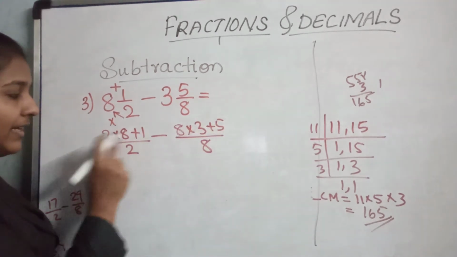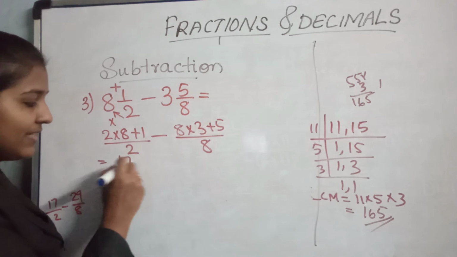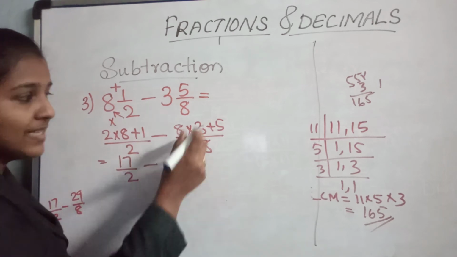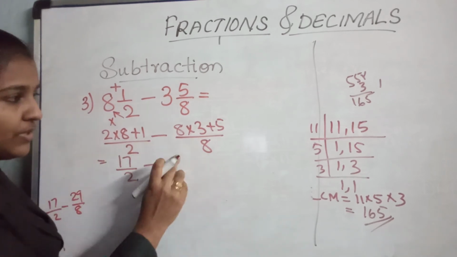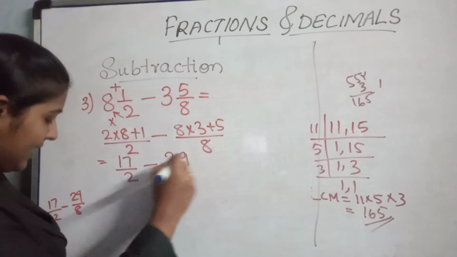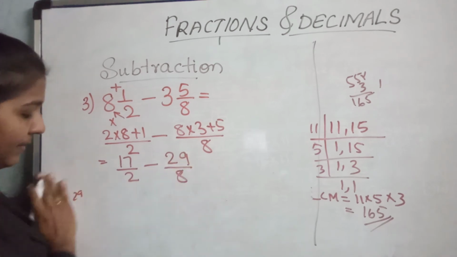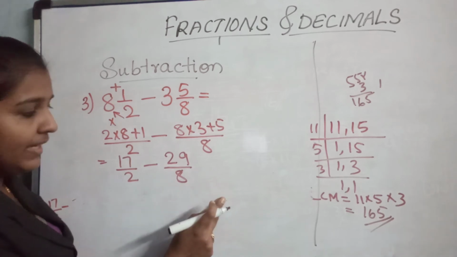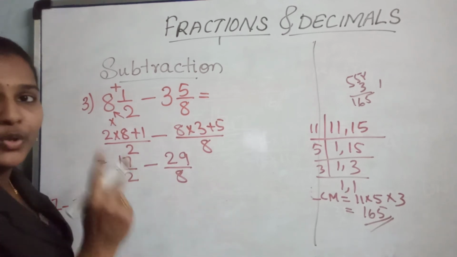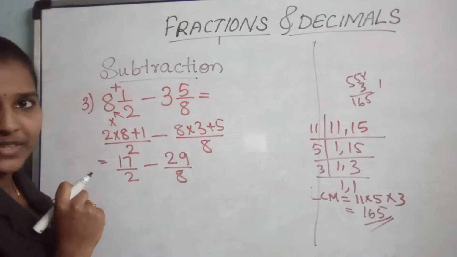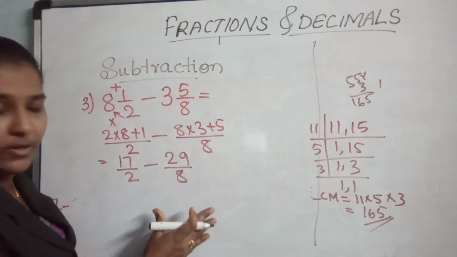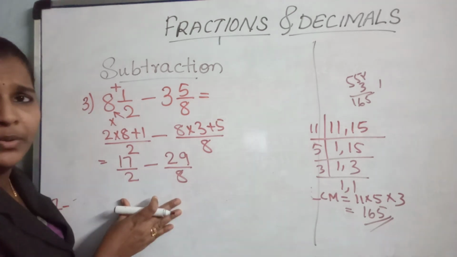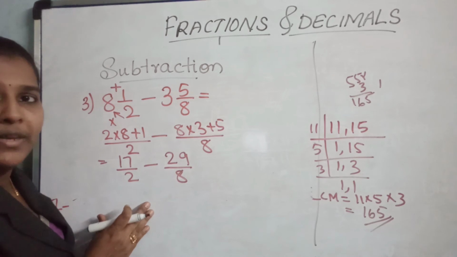Okay, we will get the answer: 8 twos are 16, 16 plus 1, 17, so 17 by 2 minus 8 threes are 24, 24 plus 5, 29 by 8. Okay, so here we got 17 by 2 minus 29 by 8. Now we got two unlike fractions, isn't it? Now we know what to do. We have to make the denominator same.